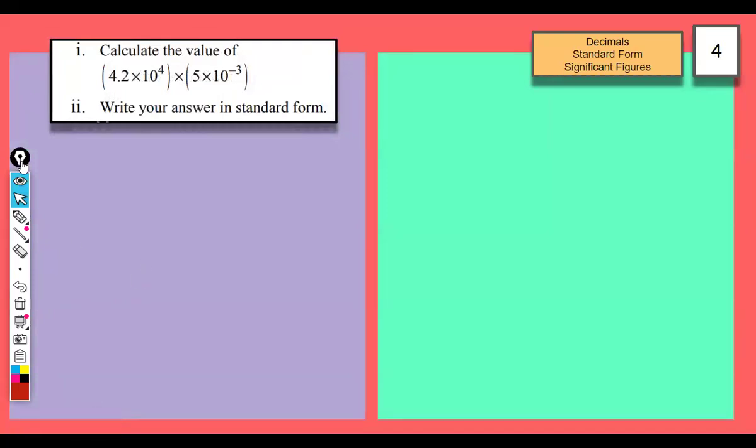Standard form. Now, standard form is very, very easy to mix up with significant figures. Put away your calculators. You cannot use a calculator for this one. Let me do a little bit of revision here. Standard form is when you try to express a number as multiplied by 10 to the power of something. So let me just do some quick revision here.